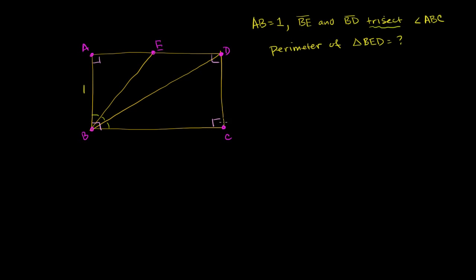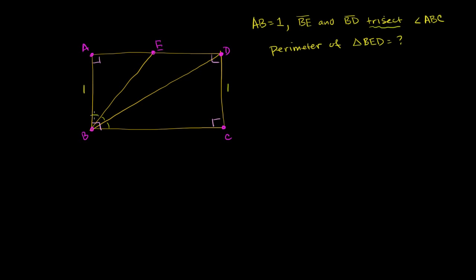We have 4 sides and 4 angles, and the sides are all parallel to each other and the angles are all 90 degrees, which is more than enough information to know that this is definitely a rectangle. And so one thing we do know is that opposite sides of a rectangle are the same length. So if this side is 1, then this side right over there is also 1.